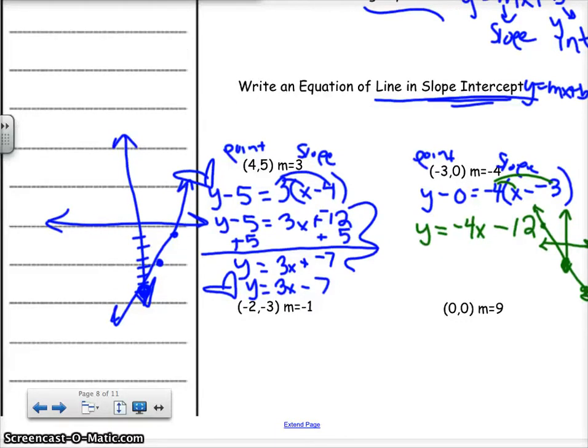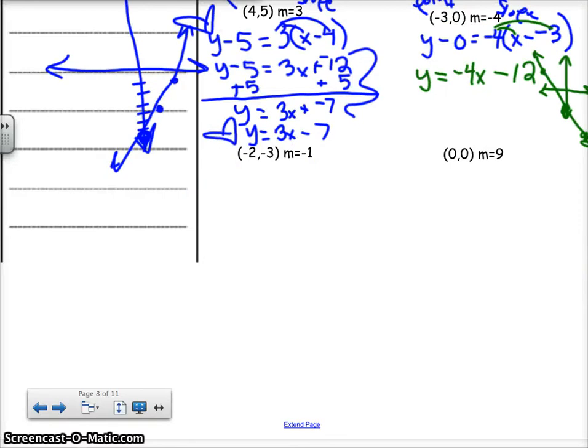Okay, next one. Y minus the y I'm given is equal to my slope times x minus the x I'm given. Oh my gosh, there's so many negative signs. So I'm just going to change it up a little bit. All right, I feel better. I just simplify those negatives. Distribute.